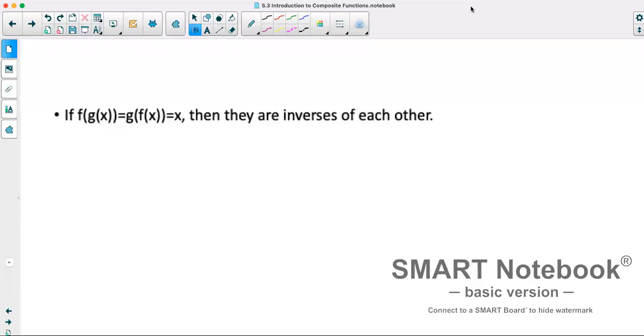Now, if f of g of x is the same as g of f of x and equals x, that means that the two functions are inverses of each other.